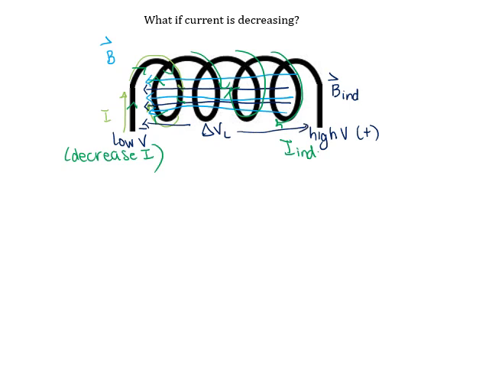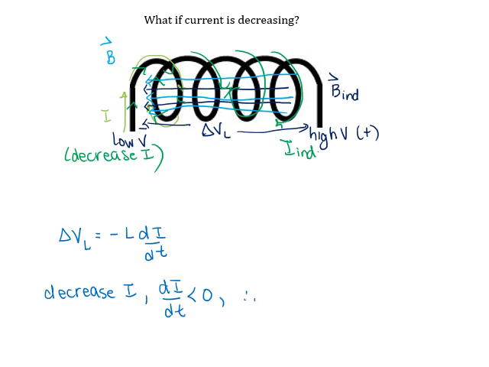Okay, so that was a quick recap of what we did on the previous slide. However, now our current is decreasing. Let's put it in terms of the equation. Delta V, the potential difference across the ends of the inductor, is minus L times dI by dt. If we decrease our current, then dI by dt is negative. And if dI by dt is negative, then the induced potential, delta V, gets bigger as we move with the current.